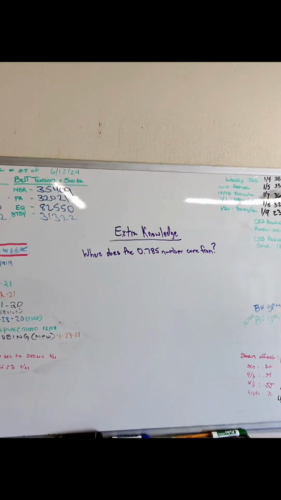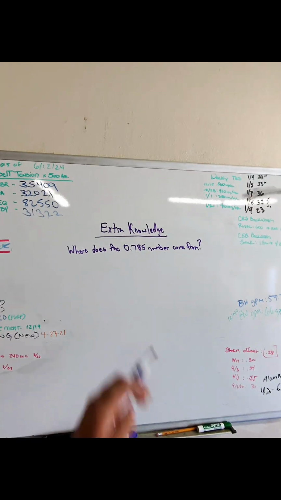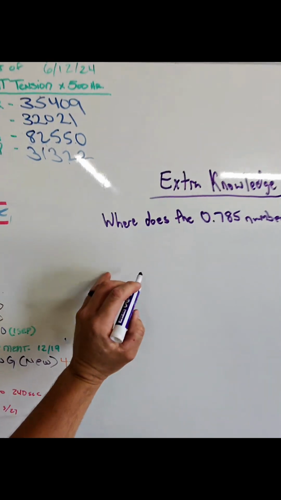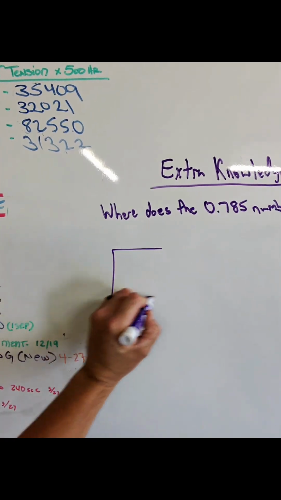All right, now that we finished that first problem, I know some of you are going to think, where does this 0.785 number come from? So here's how I'm going to explain it. This is where it comes from.